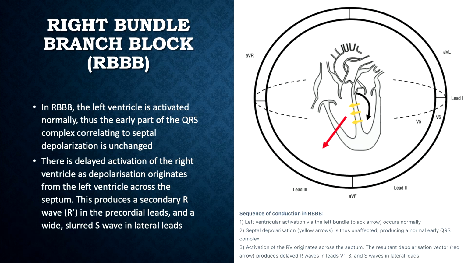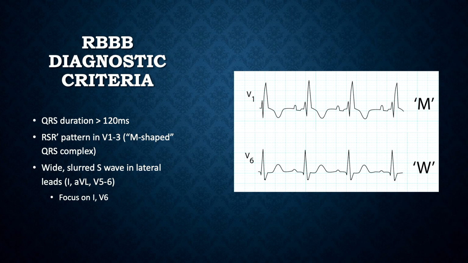So what is the diagnostic criteria for a right bundle? Well, just like a left bundle, the QRS duration has to be greater than 120 milliseconds. So in V1, you can see that right there. That's definitely greater than 120 milliseconds. And then again, I want you to focus on three leads: V1, lead 1, and V6. These are the three leads you're going to look at for your bundle branch block.